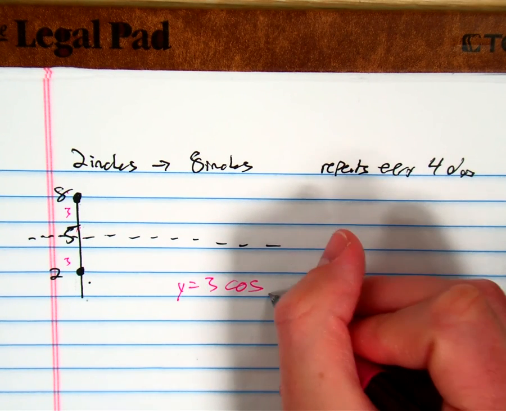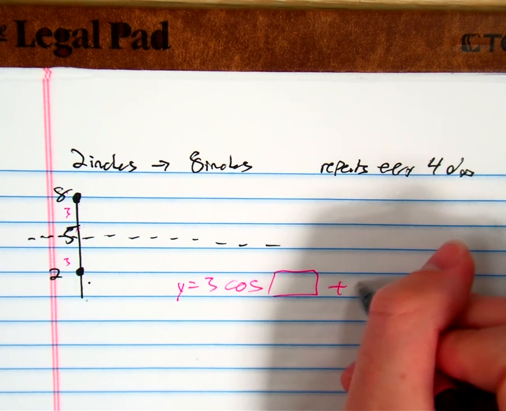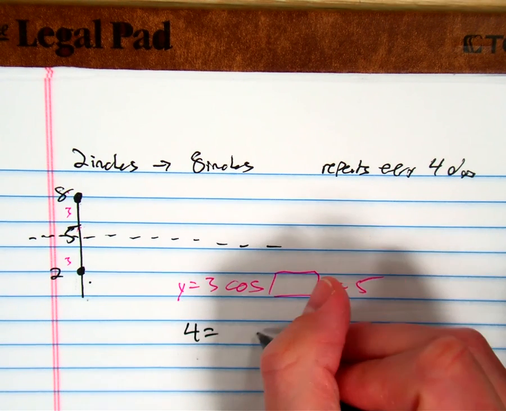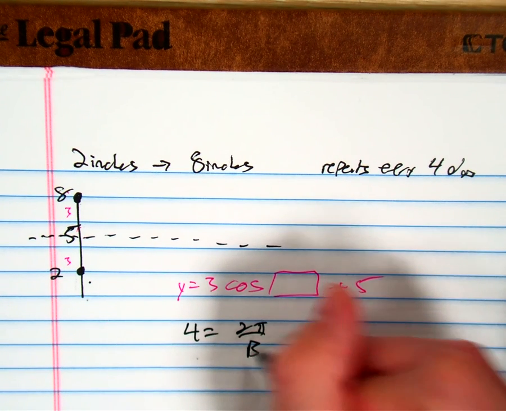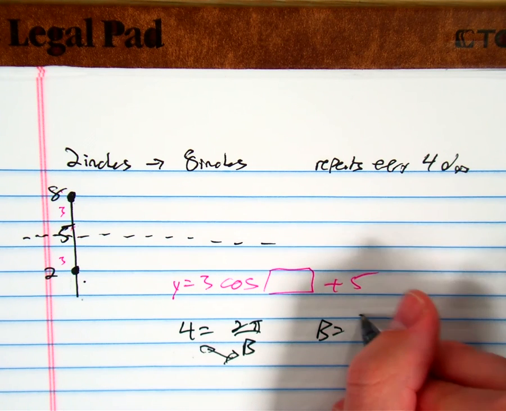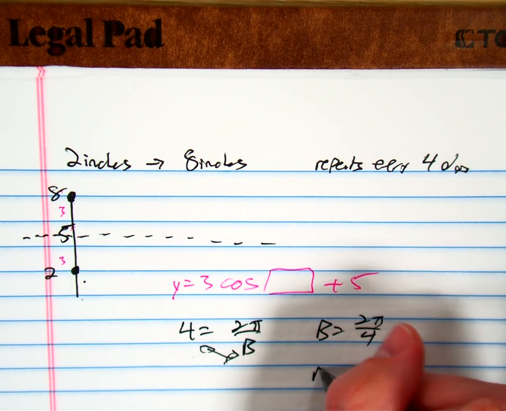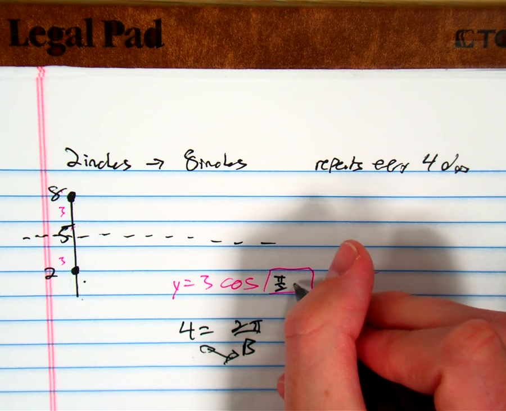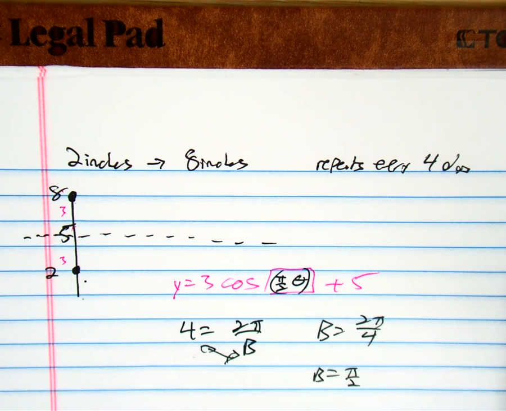So 3 cosine, then the middle part, plus 5. Repeats every 4 days. That's the period. So 4 equals 2 pi over b. b equals 2 pi over 4. That's pi over 2 in here next to theta. All right, so something like that.